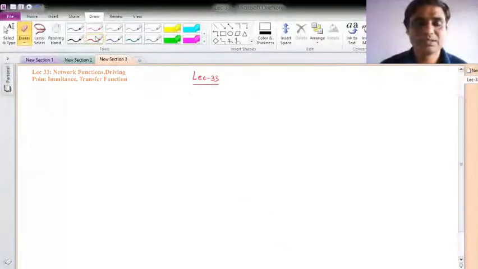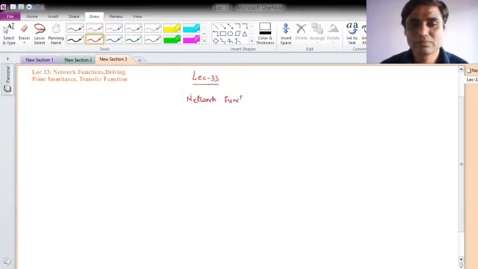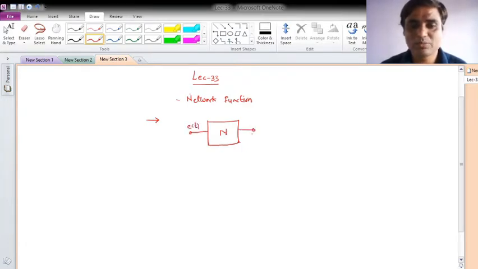Lecture 33. In this lecture we will discuss network functions. Actually, in any network, we need basically three essential components. One is your network, second is your excitation to the network, and third component is your response from the network. This is basically in time domain.